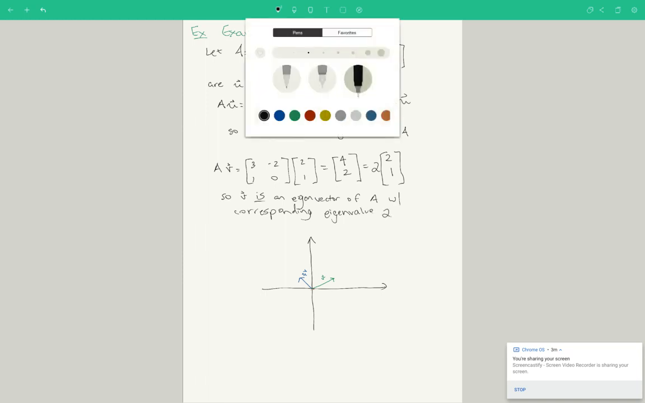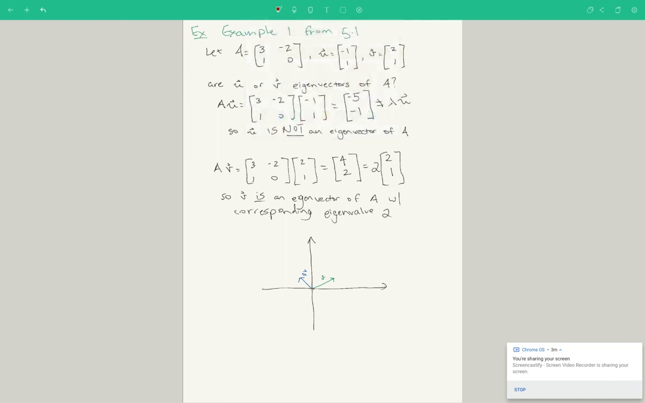And we can see this graphically, or geometrically. If we look at this graph here, in blue is our u. When we multiply by A, we get negative 5, negative 1. So that's going to look something like this. This would be our Au, and you notice that those are not pointing in the same direction. So u is not an eigenvector. If we look at A times v, however, we get 4, 2, which is this. It's pointing in exactly the same direction as v was pointing. So v is an eigenvector.